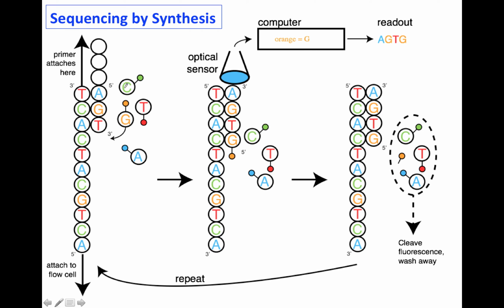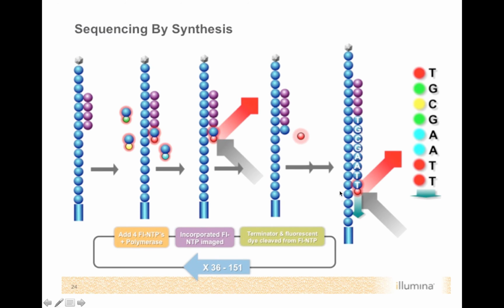Now, these nucleotides are modified to contain fluorescent dyes. Each of the nucleotides has a different fluorescent dye attached to it. An optical sensor both excites and senses the light emitted by this fluorescence, and the computer then records which nucleotide was just added and gives you a readout. Okay, then you can cleave the fluorescence and wash it away and reuse it again and again. Repeat. Okay, here's another diagram that shows something similar.